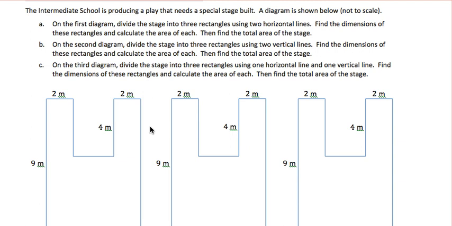Now that same figure could be divided a number of different ways. So in the first diagram, we're going to divide the stage into 3 rectangles using 2 horizontal lines, and that's what we did in our example above. 2 horizontal lines, we did 1, 2.